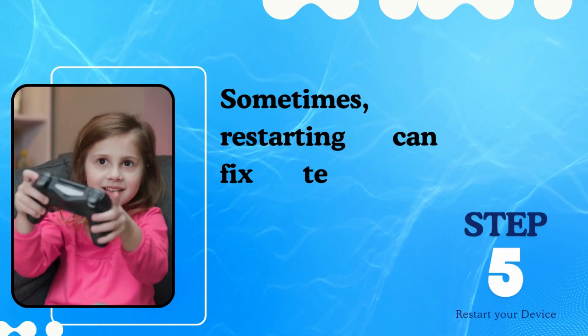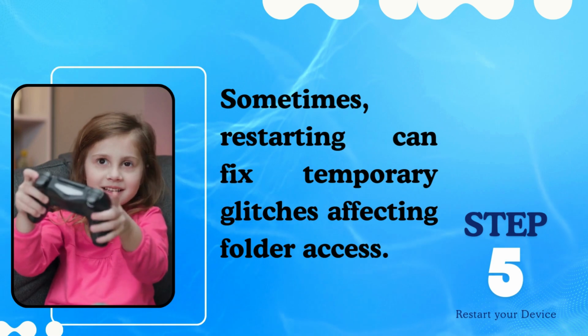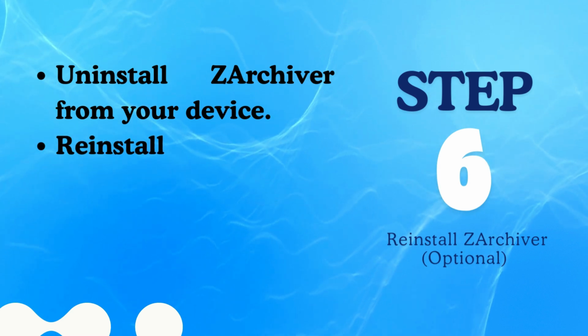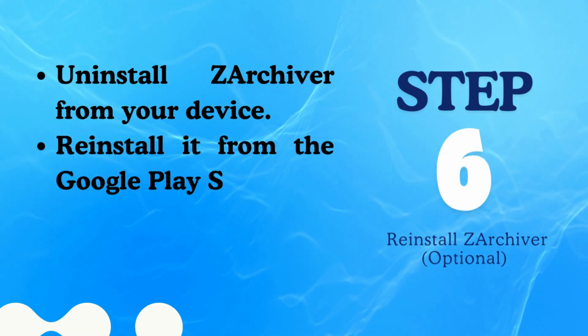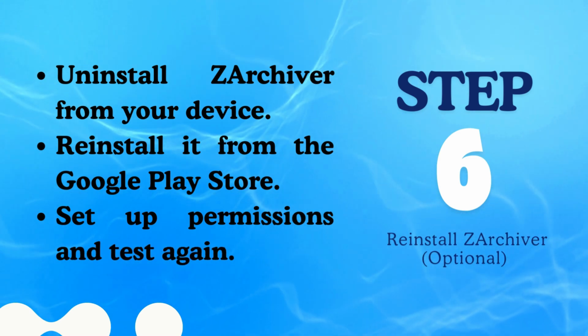5. Restart your device. Sometimes, restarting can fix temporary glitches affecting folder access. 6. Reinstall ZArchiver, optional. Uninstall ZArchiver from your device. Reinstall it from the Google Play Store. Set up permissions and test again.